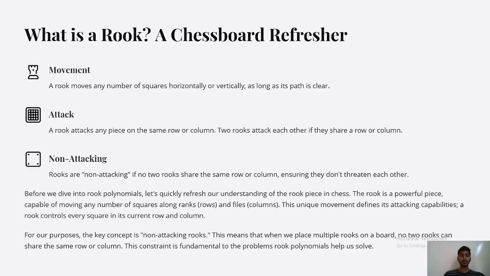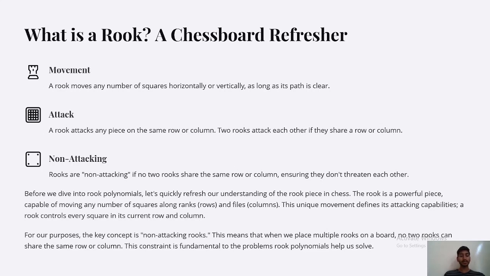What are a rook and a chessboard? A rook moves any number of squares horizontally or vertically as long as the path is clear. Attacking: a rook attacks any piece on the same row or column. Two rooks attack each other if they share the same row or column. Rooks are non-attacking if no two rooks share the same row or column, ensuring they do not threaten each other.